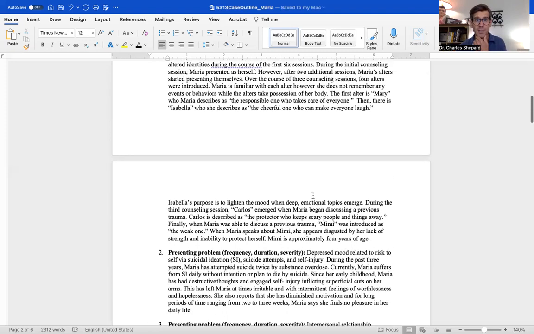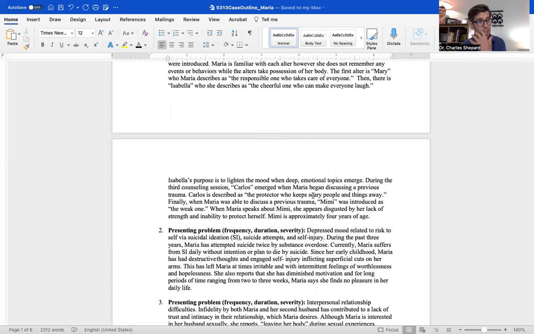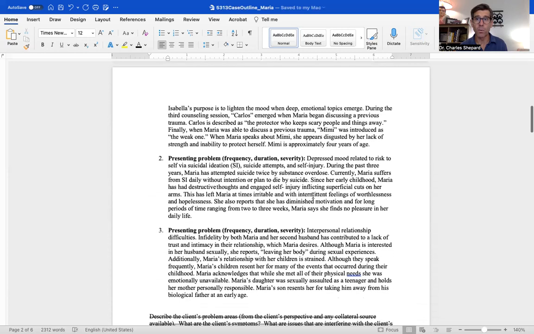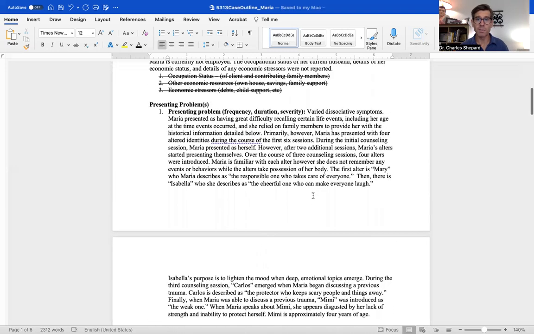In Maria's case, also I should say that this is an opportunity to prioritize your clinical focus. 1, 2, and 3 should be listed in order of priority for clinical attention. And in Maria's case, I indicated that she had varied dissociative symptoms evident in her report.